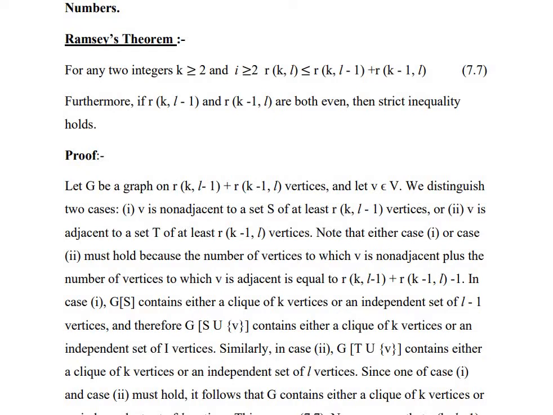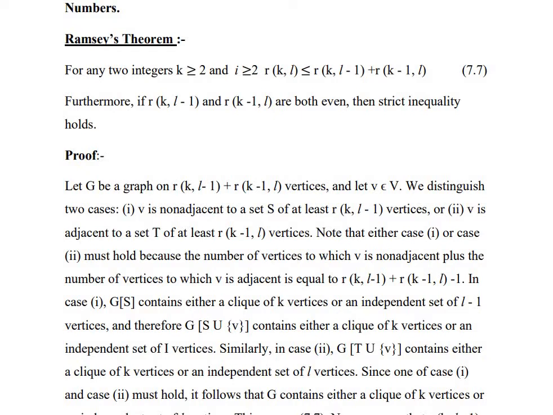Ramsey's theorem is stated as: for any two integers k greater than or equal to 2 and l greater than or equal to 2, R(k,l) is less than or equal to R(k,l-1) plus R(k-1,l). Furthermore, if R(k,l-1) and R(k-1,l) are both even, then strict inequality holds. That means at that time R(k,l) will be less than R(k,l-1) plus R(k-1,l). Now we can see how we can prove it.